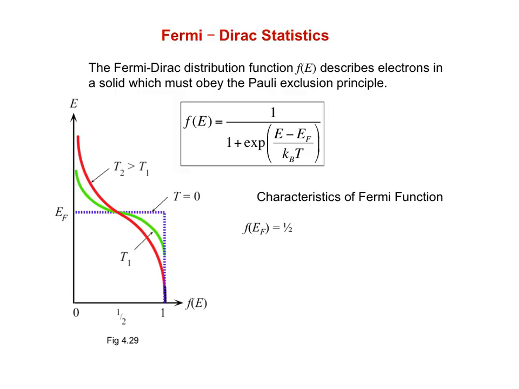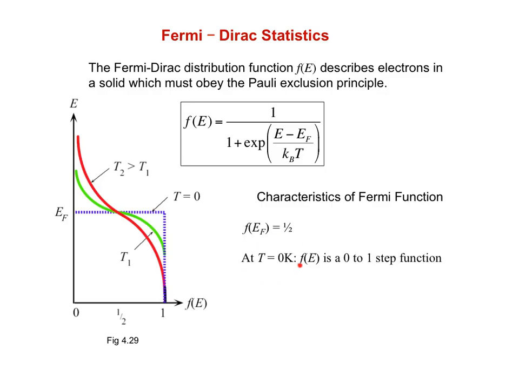There are a number of characteristics of the Fermi function that will help us understand how it works. For example, if we plug in the Fermi level EF for the energy, we get exponential of 0, which is 1, which results in f of EF equaling 1/2. So all of the curves, regardless of temperature, go through a half when the energy of the electron state is equal to the Fermi level.